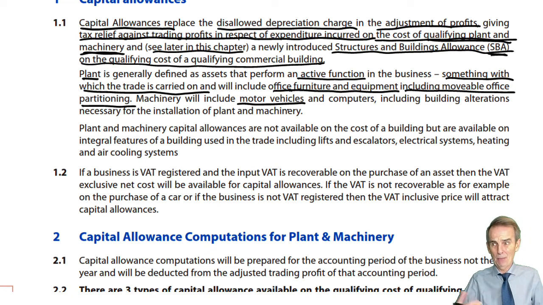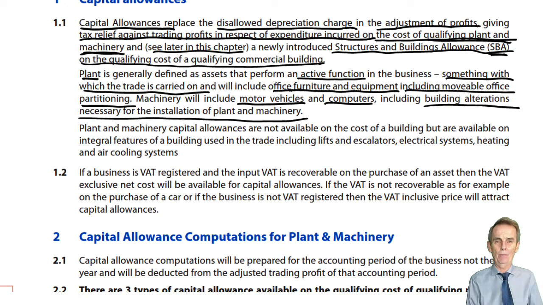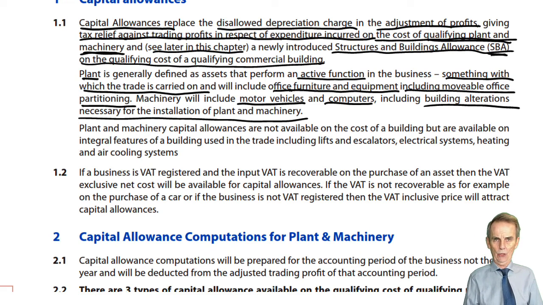Not just the plant and machinery in the factory, not just the office furniture within the office buildings there, but also motor vehicles and computers, including even the building alterations necessary for the installation of plant and machinery. Again, it might be a major item of plant that we have acquired, and costs are incurred in terms of building alterations in order to put that item of plant into place in the factory.